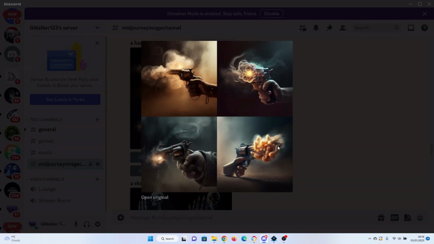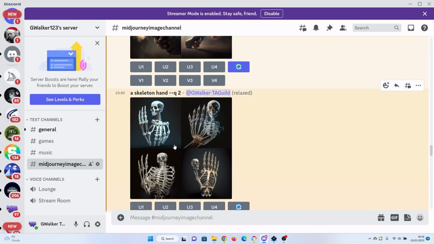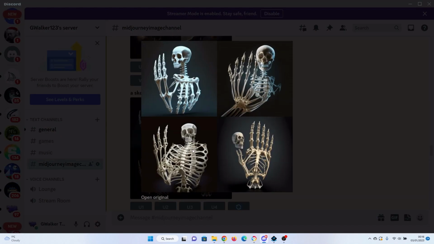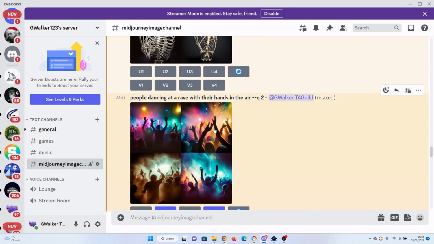Holding a gun, it doesn't seem too bad. That one's got something wrong with it. Where's the finger pulling the trigger in that one? You know, generally hands are attached to arms. A skeleton hand. Combine a hand with a skeleton. I think that I redid this one as a skeletal hand.